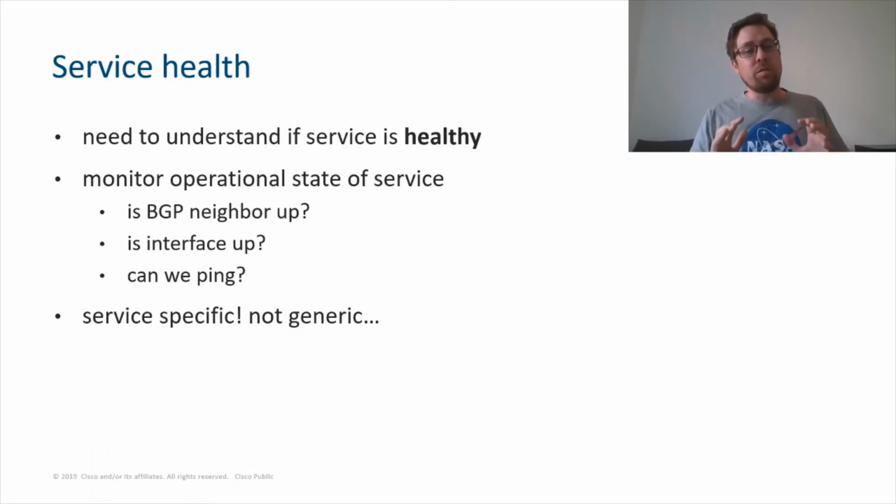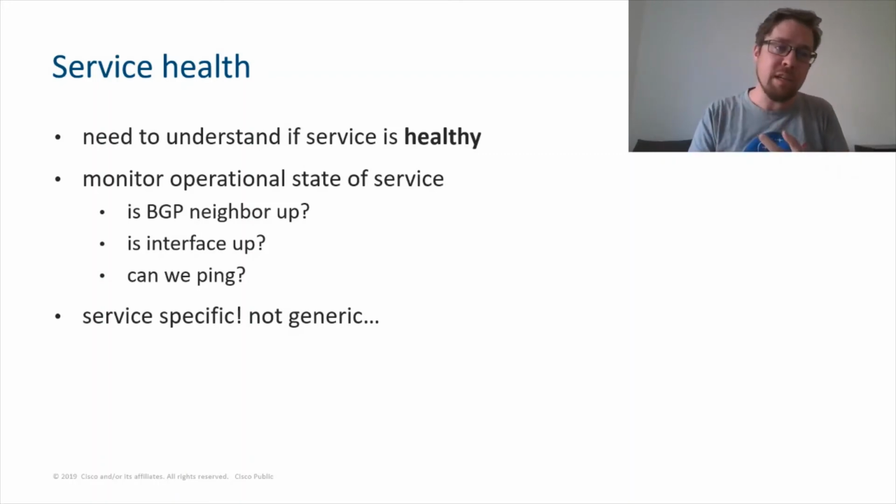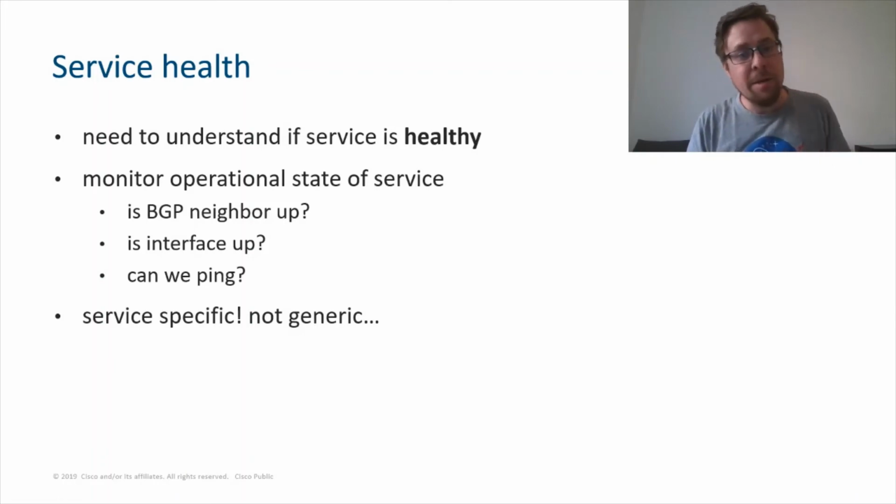So in order to determine that, what we have to do is monitor the operational state of a service. If we're configuring a BGP neighbor, we want to make sure that the BGP neighbor is up. Then we want to make sure that it's advertising the right routes and that it's receiving the correct ones. If it's a service that configures an interface, then we want to do the same thing. We want to check the interface being up, maybe check that there's a routing protocol running. Maybe we want to check that we can ping, things like that.